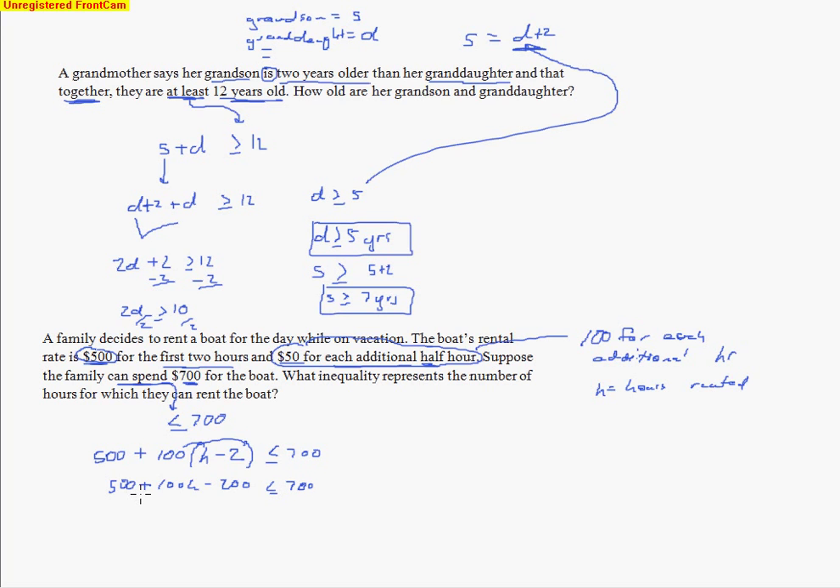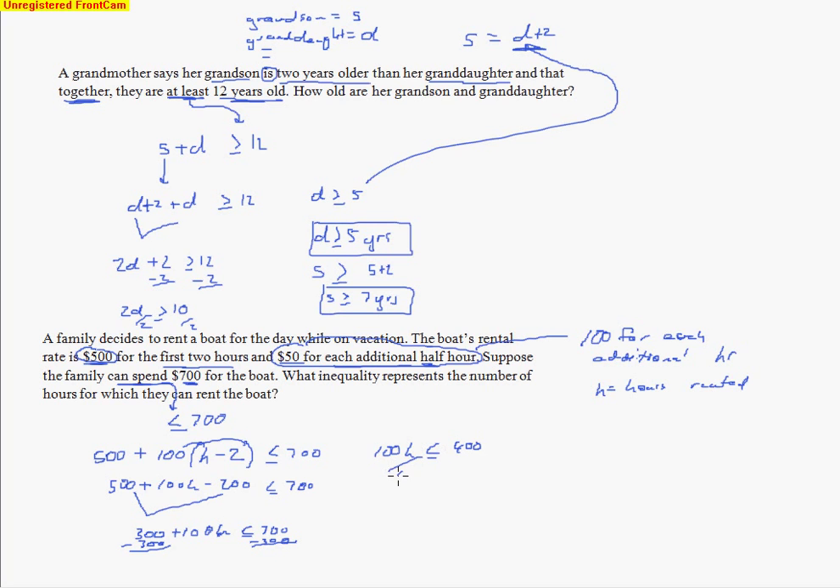So I go ahead and combine some terms there. That makes 300 plus 100H less than or equal to 700. And then I move that 300 over, subtract it from all sides, and I'm left with 100H is less than or equal to 400.